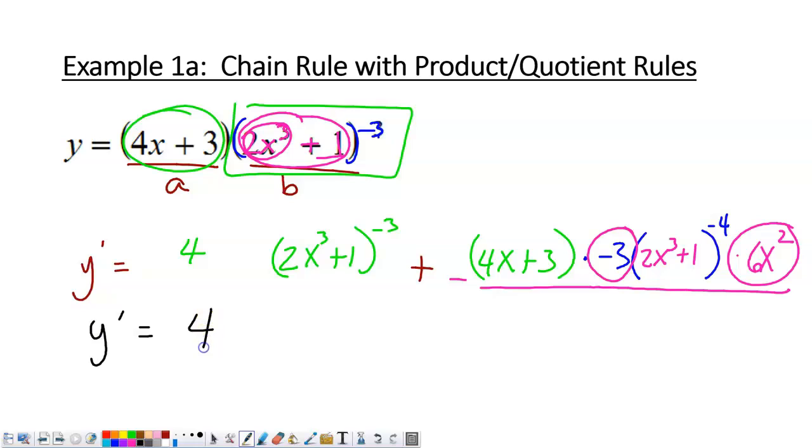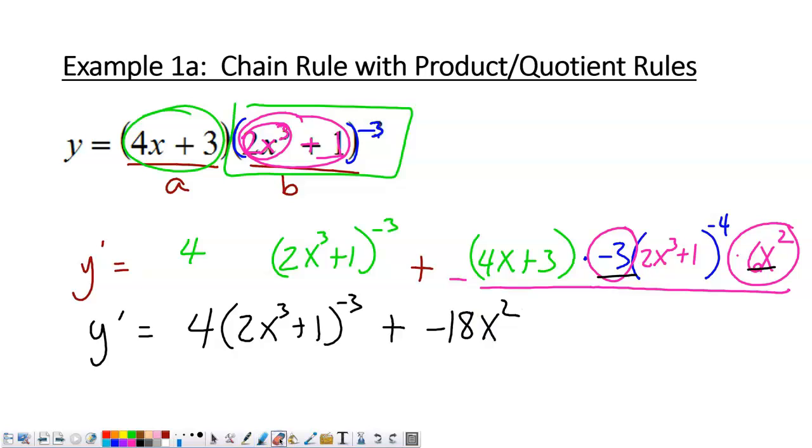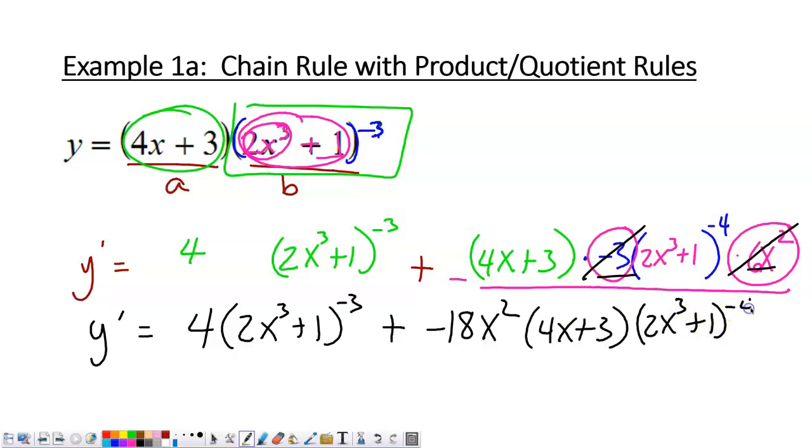So we have 4, 2x cubed plus 1 to the negative 3. And then, like we said, negative 3 times 6x squared is going to be negative 18x squared. Now, since I'm adding a negative, well, I'll do that in a minute. Let's just finish the problem. So we have negative 18x squared, that's those two, and then we still have the 2 parenthesis sets left. So we have 4x plus 3, and we still have the 2x cubed plus 1 being raised to the negative 4th power.